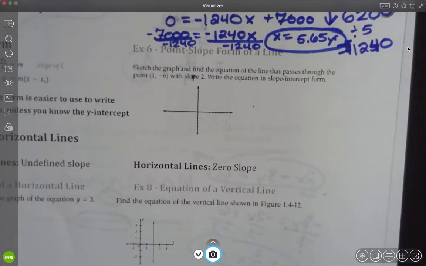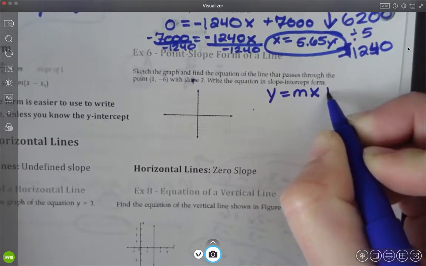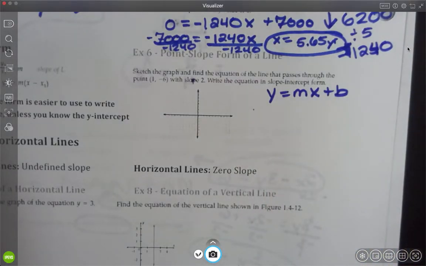Okay, example 6 talks about point slope form. We're going to skip point slope form, but for every question on your homework that says point slope form, I want you to put it in slope intercept form. So what we're going to do is sketch the graph and find the equation of a line that has a slope of 2 with the point (1, negative 6). We're going to do this in slope intercept form, not point slope form. At the top it says point slope form of a line, but they trick you. So we're going to do y equals mx plus b.